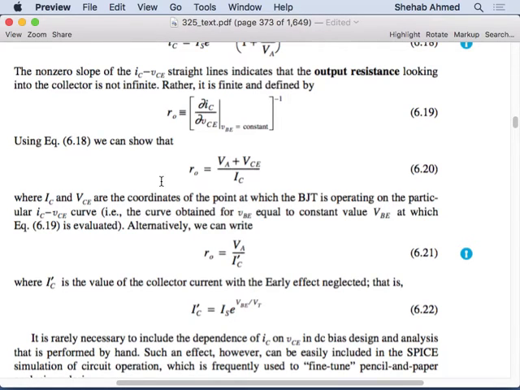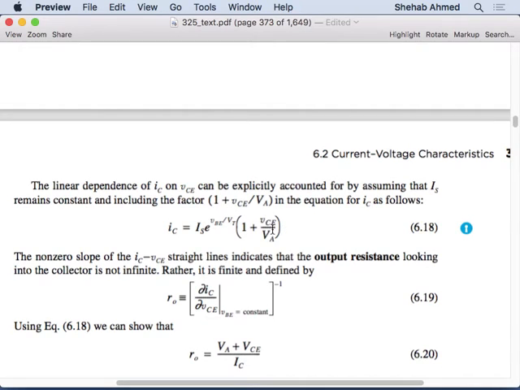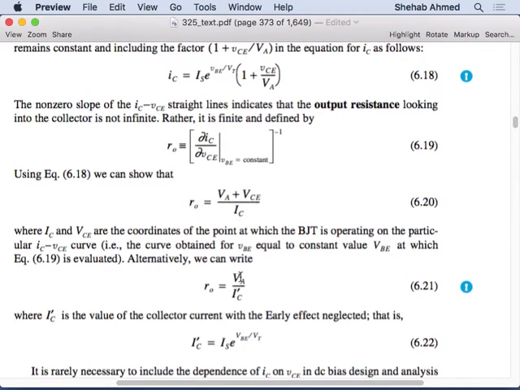Then this is the actual value of IC, considering the early voltage. IC considering the early voltage is this equation. With this addition, the collector current without the early voltage considered is what you get when you remove this term. So you can rewrite the equation for our output in terms of the collector current with and without considering the early voltage, just another form of the equation.